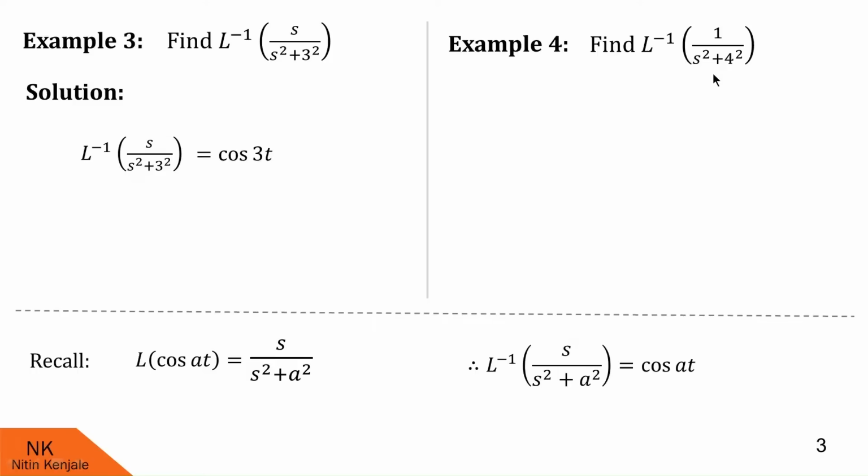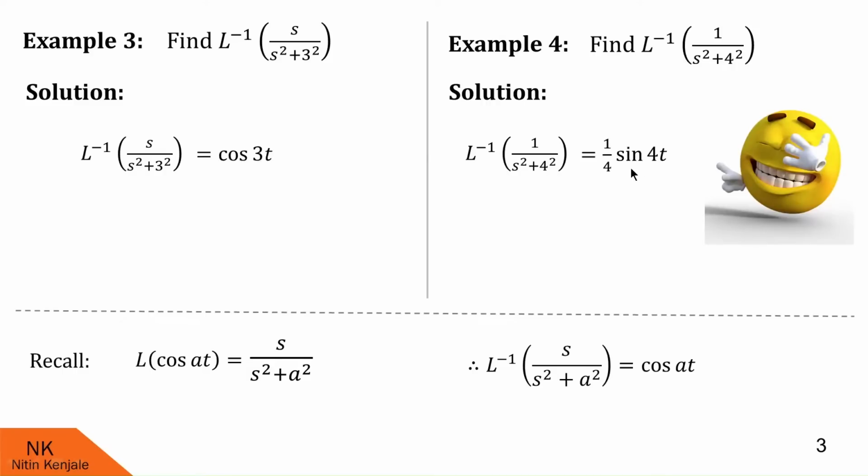So what can you do? You can use that technique only with the constants. Because L inverse is a linear operator and constant can be taken out while operating this L inverse on the function. So to find out L inverse of 1 upon s square plus 4 square, you have to multiply and divide this function by 4. So L inverse of 1 upon s square plus 4 square can be seen as 1 by 4 into L inverse of 4 upon s square plus 4 square, which is sine 4t. Therefore, final answer is 1 by 4 sine 4t. I hope you guys understood this answer. Now let us proceed for next example.